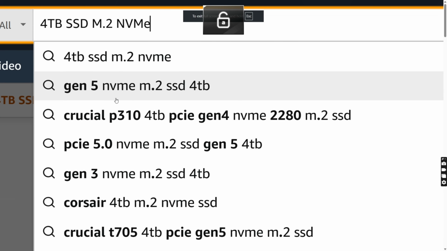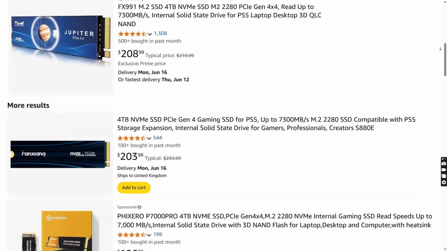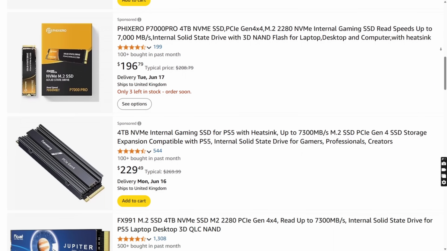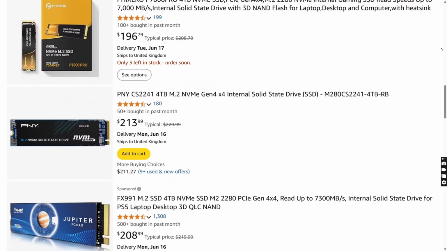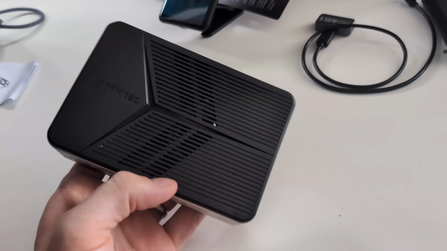M.2 NVMEs. These have become increasingly affordable. In fact, if you look around online right now, you can pick up drives like this for 4TB for as little as $200. That sounds like a lot, but when you look at 4TB of hard drive at around $89 to $99, suddenly these drives aren't so inaccessible anymore.